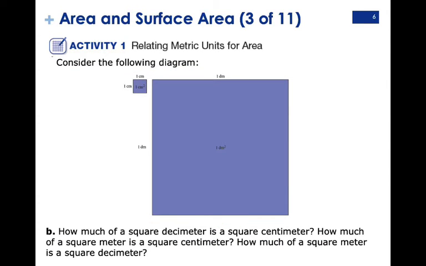Now, the other way around, how much of a square decimeter is a square centimeter? So what portion of that is? And once they have their entire grid system here, right, if they're actually able to draw all of them out, we'll actually see that there is a grid of about 100 of these, and we'll see that it's 1/100th of it.